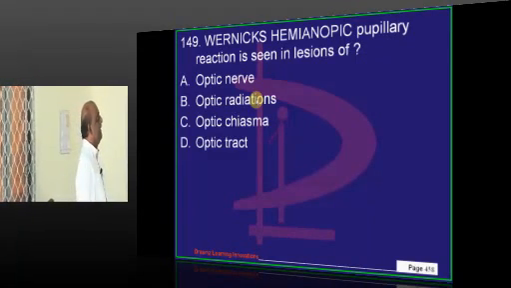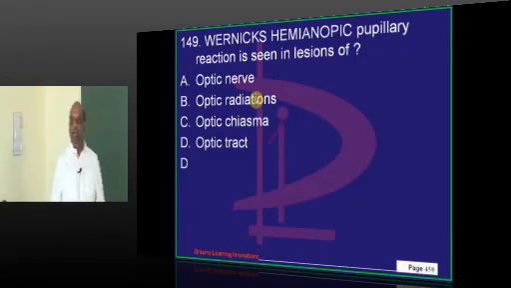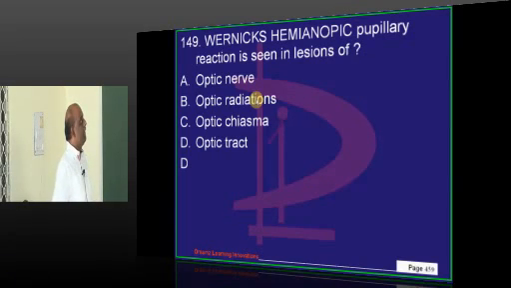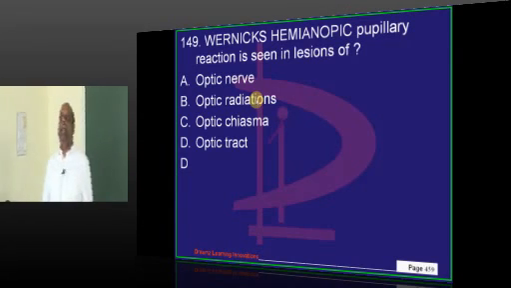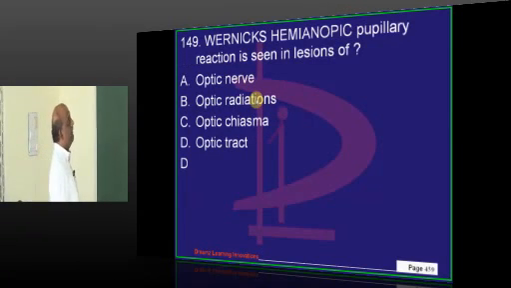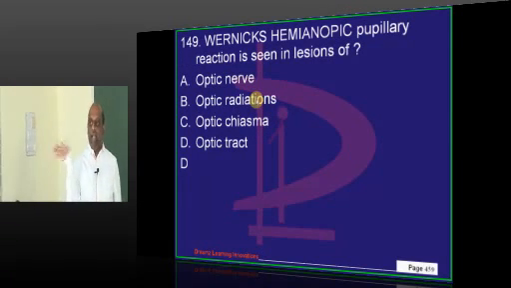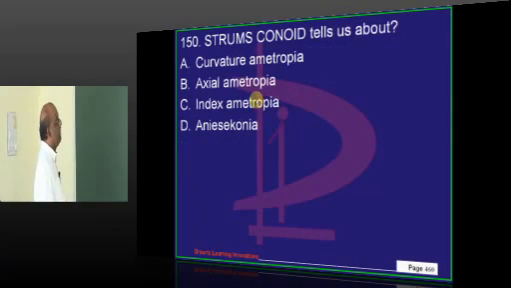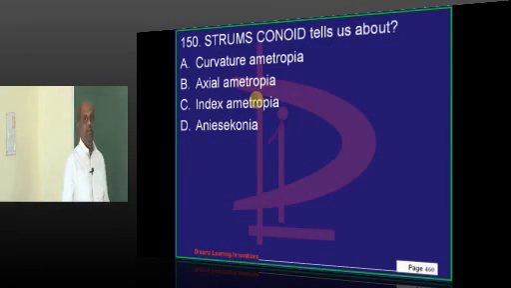Yes. Question number 149. At what level may you get a hemianopic pupil? Suppose you have a lesion in the chiasma or tract? Tract. Okay. That is, one half reacts, the other half doesn't. Kind of a pupil.